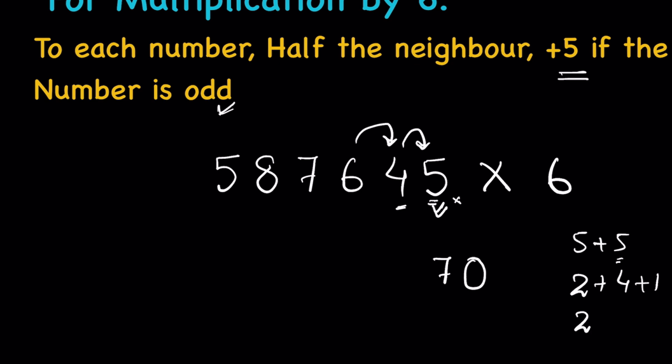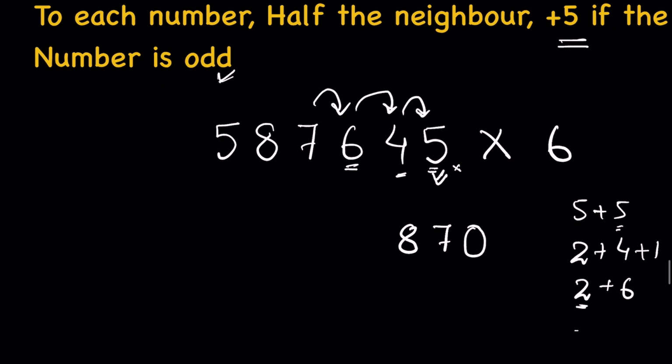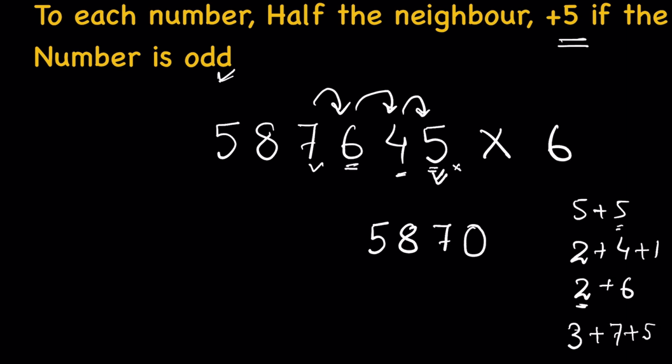Then the neighbor of 6 is 4. Half of 4 is 2 plus the number itself 6. 6 plus 2 is 8. Write 8 here. Then the neighbor of 7 is 6. Half of 6 is 3 plus the number itself. But 7 is an odd number, so we add 5 to it. So it is 7 plus 3 is 10. 10 plus 5 is 15. Write 5 of 15 and 1 is carryover.